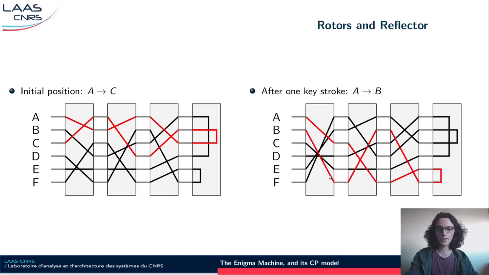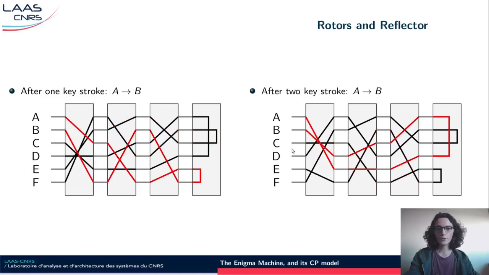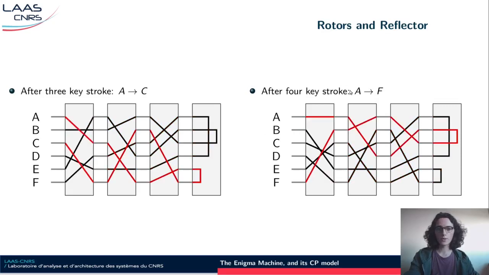After one keystroke here, you can see that the first rotor rotated 1 step. You can see this link here went up 1 step, and it is now encoded. The same letter A is encoded to letter B. After 2 strokes, it is encoded to letter B again, and so on and so on.